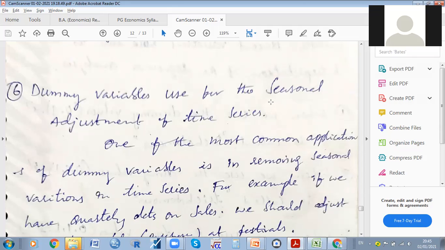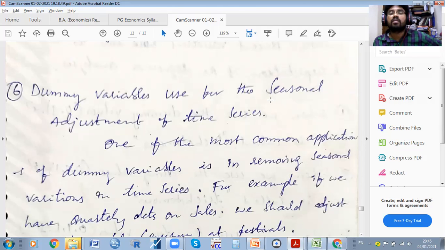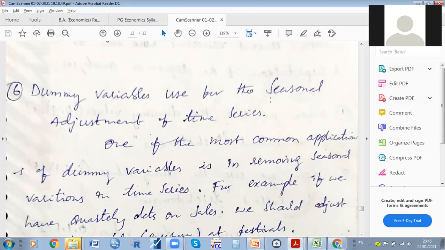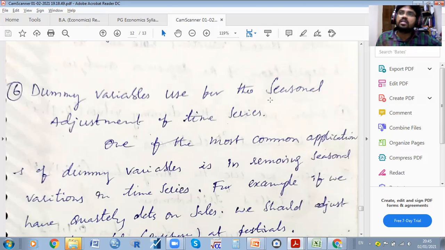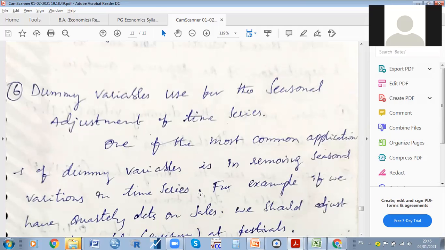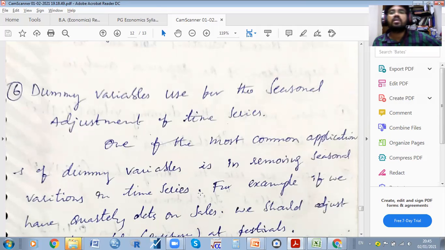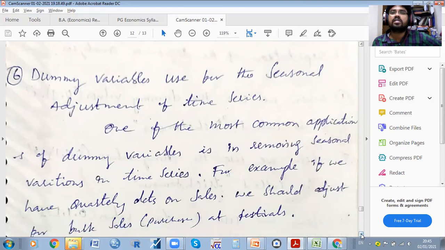for example, if you take seasonal sales, for example, Thums Up or some cool drinks, what will happen during the particular season? The sales will be at peak levels. During the other season, the sales will be very low. So here, one of the most common applications of the dummy variable is removing seasonal variation in the time series. So sometimes we will remove some seasonal variations from the data set. For example, if you have quarterly data on sales.